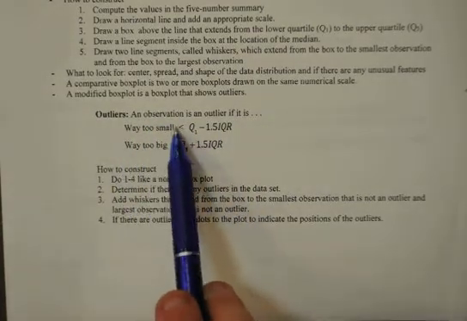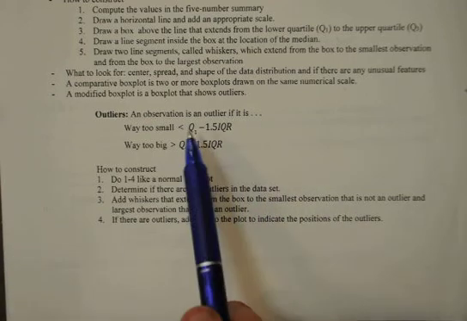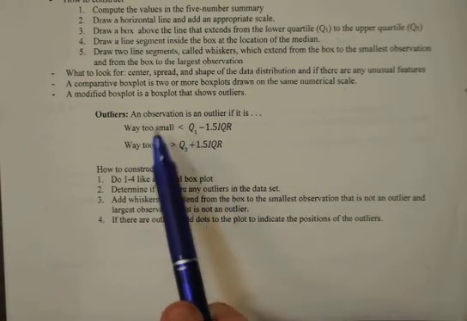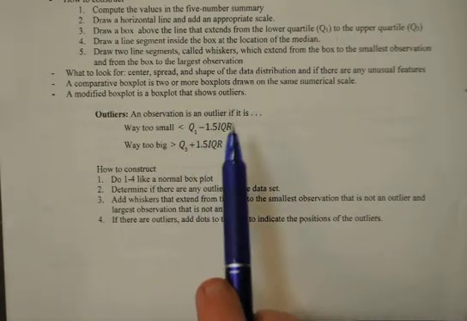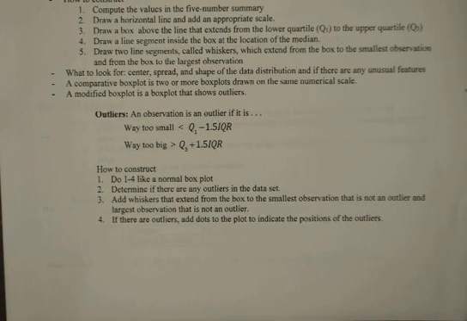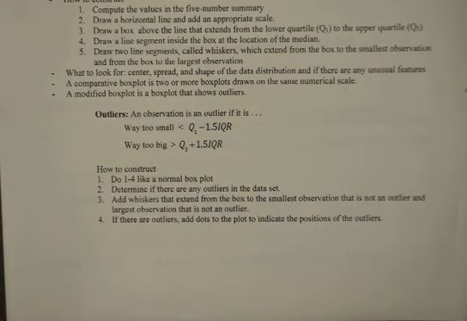An outlier is too small. It's a small outlier if the value is less than the first quartile minus 1.5 times the interquartile range. That's how we've defined it. And we mean statisticians. Where does 1.5 come from?